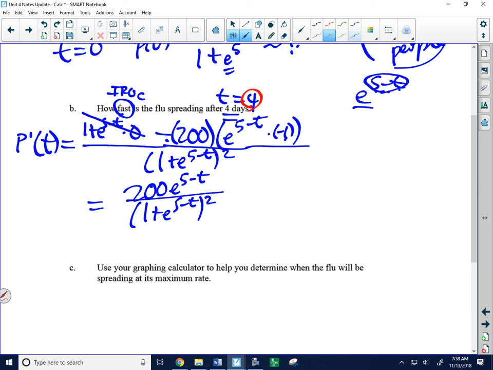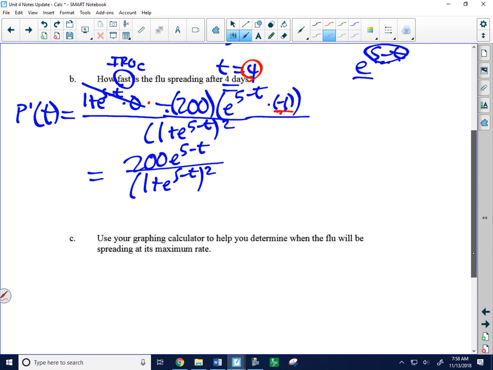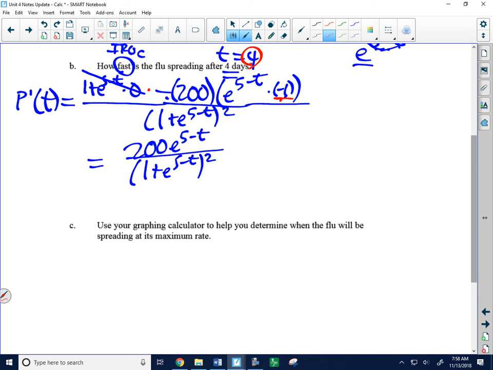Why isn't it negative 200? Because these are all multiplied, so I can put the negative 1 anywhere. I just put it here and multiply those. It would be okay if you left it as negative 200 and then left it like that and plugged in 4. If it just asked for the rate of change function, then you'd simplify it to this.